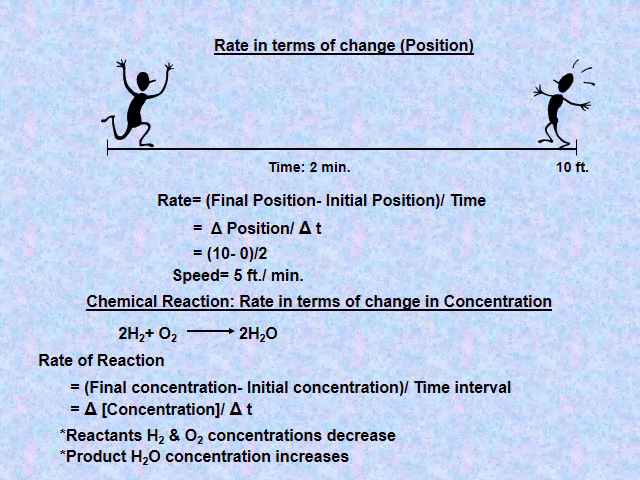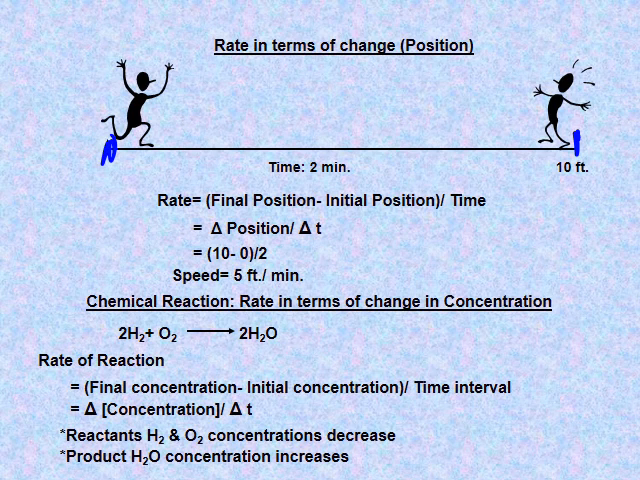Look at the final position here and the initial position here. The distance between final and initial, if you subtract, would be 10 feet in this example. That's the change in position, divided by the time, delta t. So the change in position would be 10 minus 0, divided by 2 minutes. The speed comes out to be 5 feet per minute.